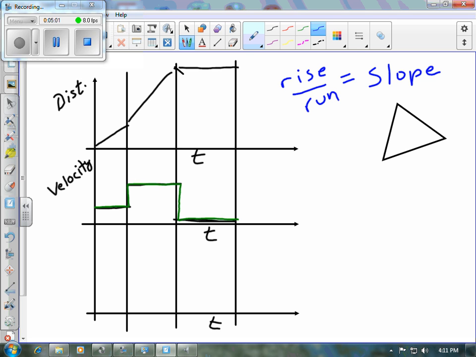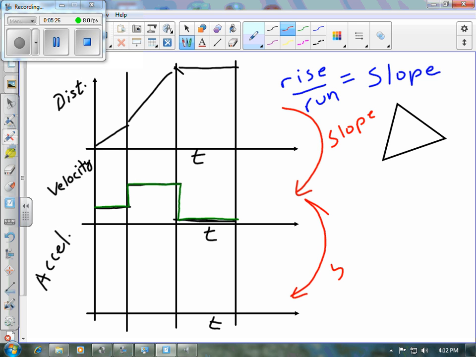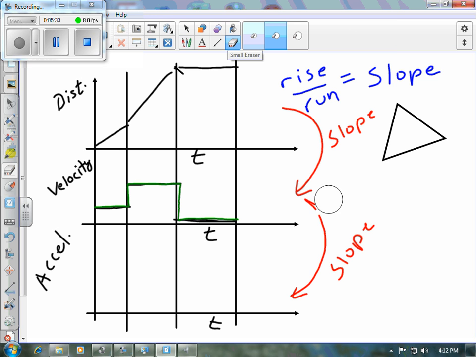So let's look at this. If the slope of the distance is velocity, let's look at the slopes of the velocity curve to get the acceleration, which we're going to write down here. This is acceleration. Now, just to be clear, we've gone from distance to velocity by taking the slope, and now we're going to do that again, slope, and get the acceleration. Hold on.